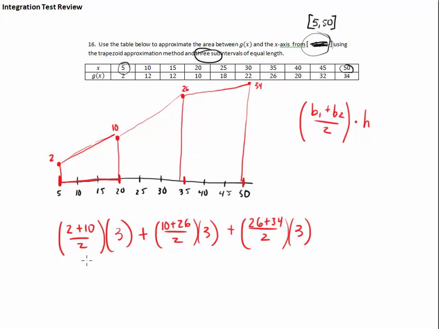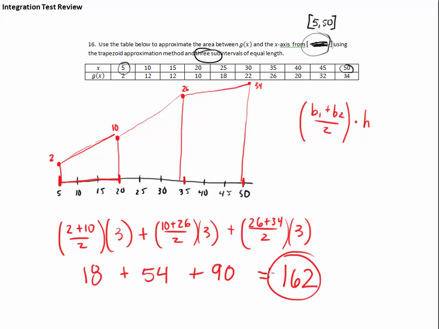So 2 plus 10 is 12, divided by 2 is 6, and 6 times 3 is 18. 10 plus 26 is 36, divided by 2 is 18. 18 times 3 is 54. And then 26 plus 34 is 60, divided by 2 is 30, times 3 is 90. So we've got 90 plus 54 is 144, plus 18 is 162. I think I can math today. 162, I believe, is our answer, and that's the approximation of the area.